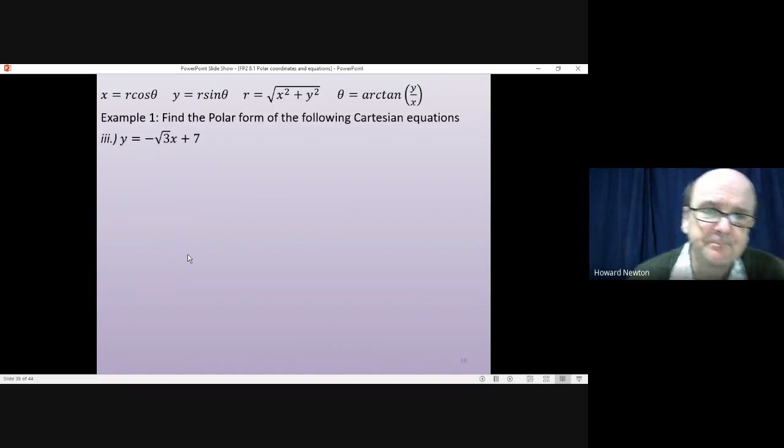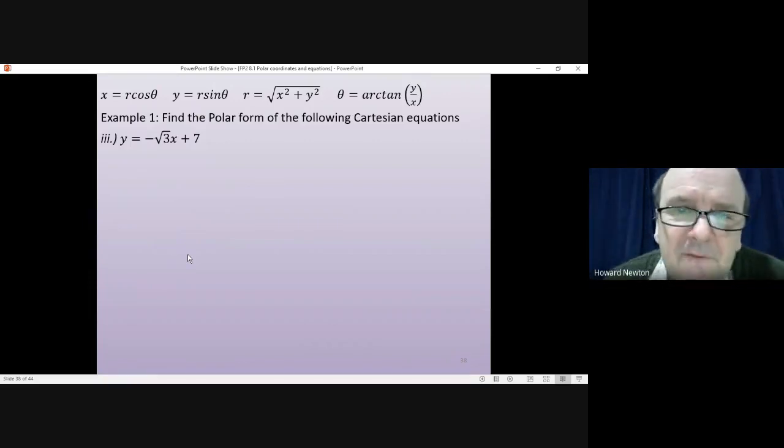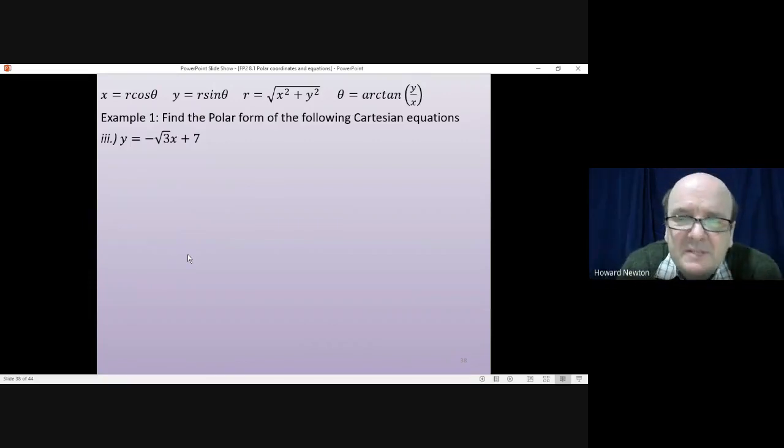Example 1, part 3. Find the polar form of the Cartesian equation y equals minus the square root of 3 x plus 7. Okay, again, I'll let you have a go. Pause the video, have a go, and come back when you're ready.